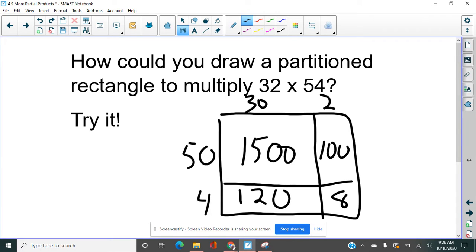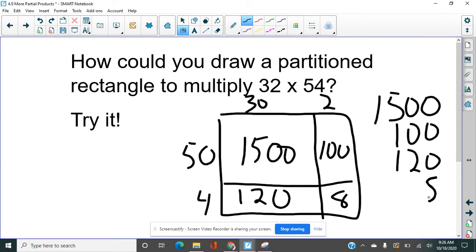And what do you think we'll do with these numbers? You're right. We need to add up all of these pieces. And when we do that, we will be able to find our answer. 1,728. So how is this rectangle different than the ones that we've done in the past? It has to be deeper or wider to allow for us to split up the second number.